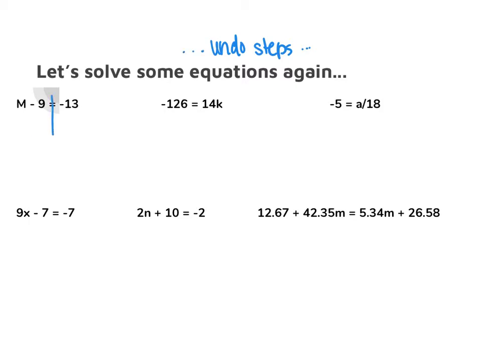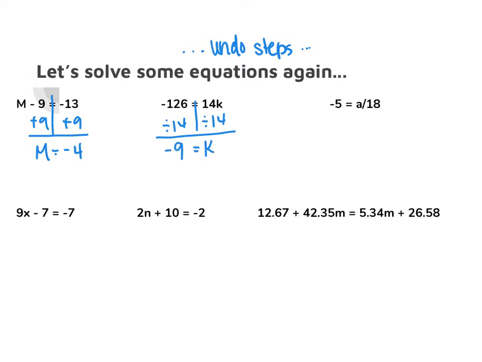If this first one says minus 9, I'm going to add 9 to both sides. Negative 13 plus 9 gives me negative 4. Looking at the second one, notice it's 14 times k, which means I have to divide both sides by 14, which means k is equal to negative 9.